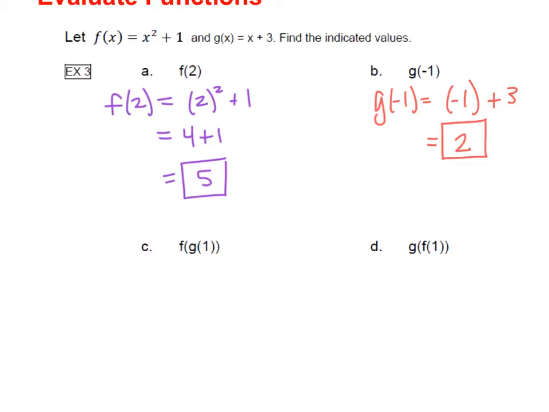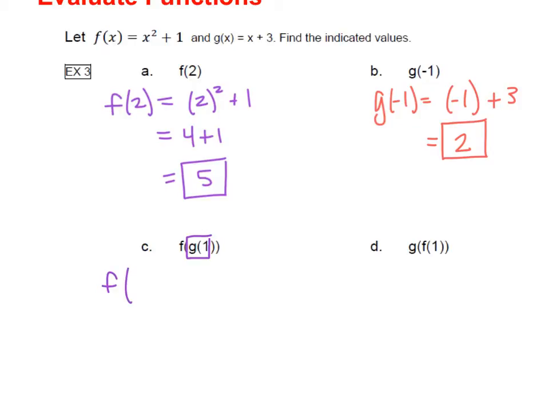Here's what it looks like. Let me tell you how to say it. We say f of g of 1. So we have to figure out what f of g of 1 is. You can see that g of 1 is on the inside. So we're going to figure out what f of g of 1 is.